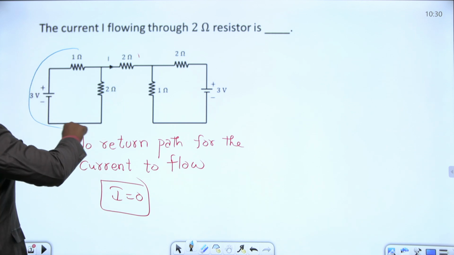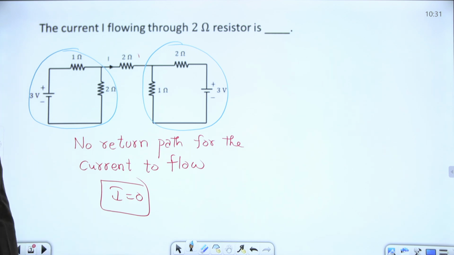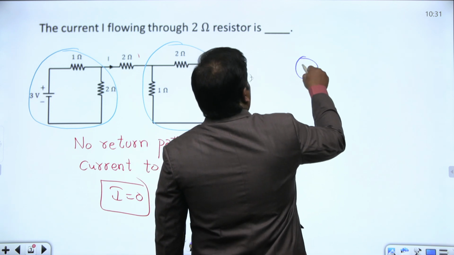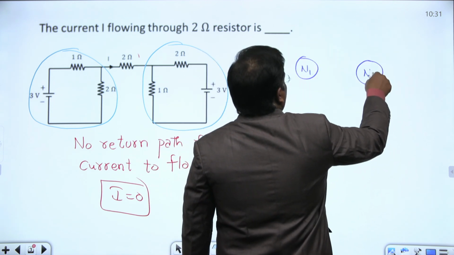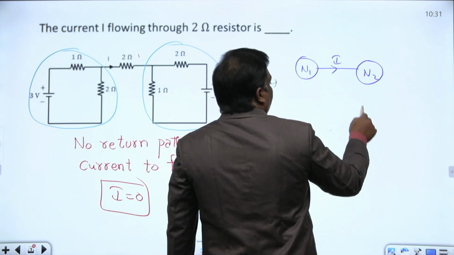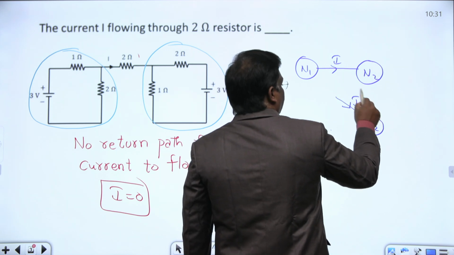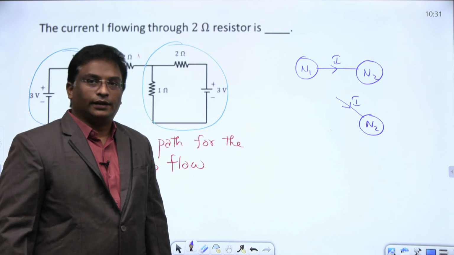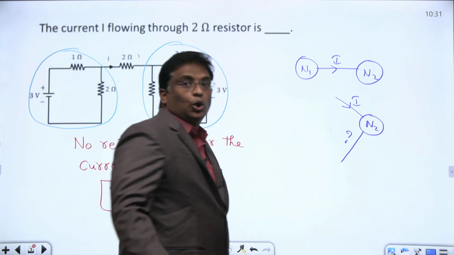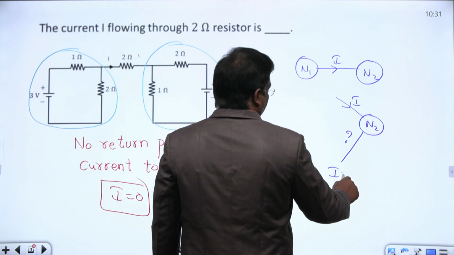Any complex network can be assumed as a node. I can assume some node here as a node. Right now this is one node N1, this is another node N2, and some current I is flowing across the 2 ohm resistor. If I consider this node N2, the current I is flowing like this. There is no return path. Where is the return path here? No return path for the current flow, no closed path, it's open. That's why what is the value of I? I is 0, no return path for the current to flow.